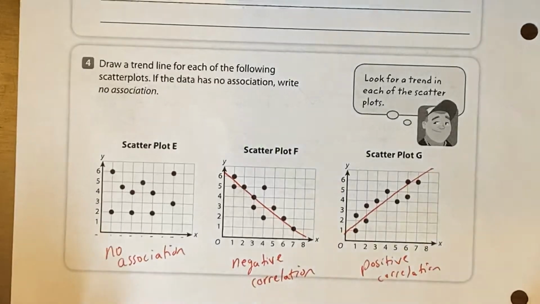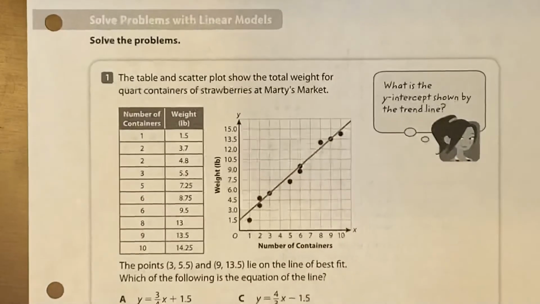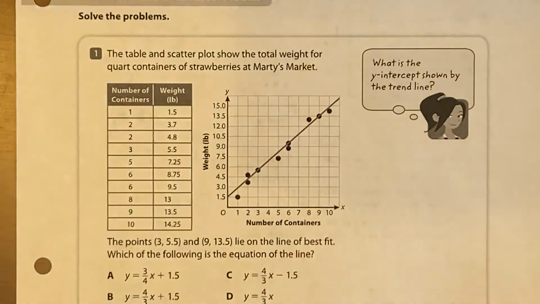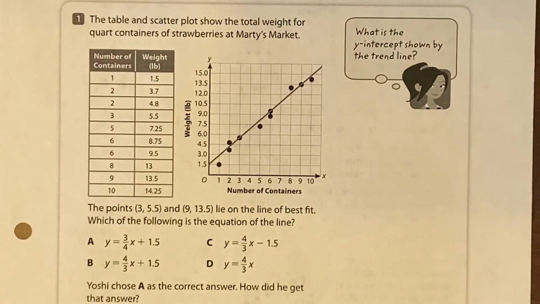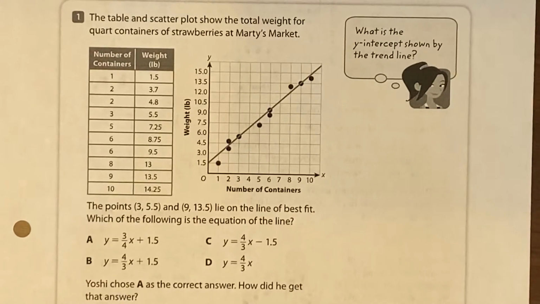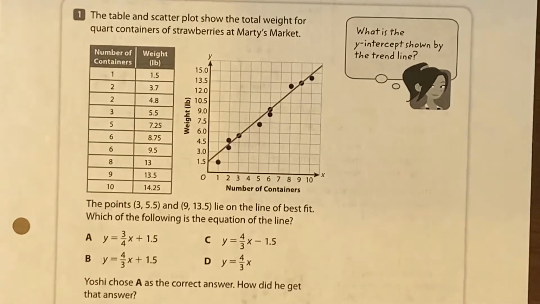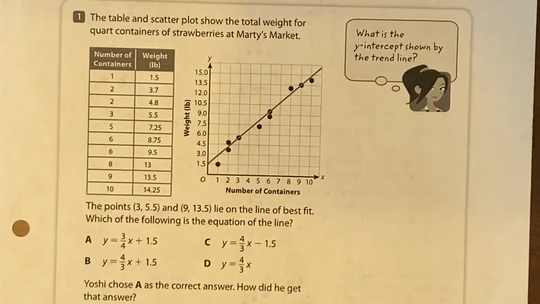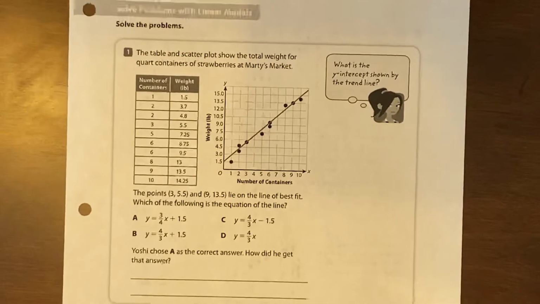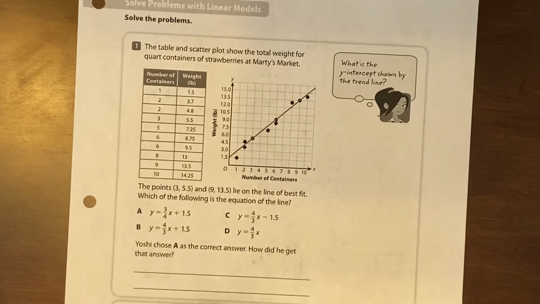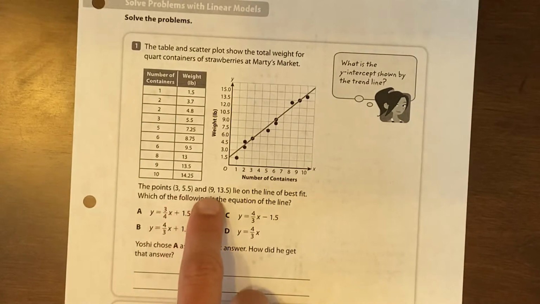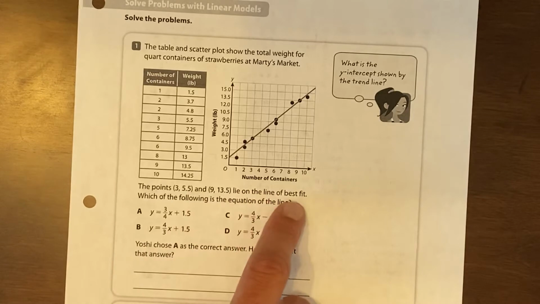Okay, all right, so let's look at some more questions here. Number 1, this comes from lesson 30, says the table and scatter plot show the total weight for quart containers of strawberries at Marty's Market. They give us a table and a scatter plot, and it tells us that the points (3, 5.5) and (9, 13.5) lie on the line of best fit.